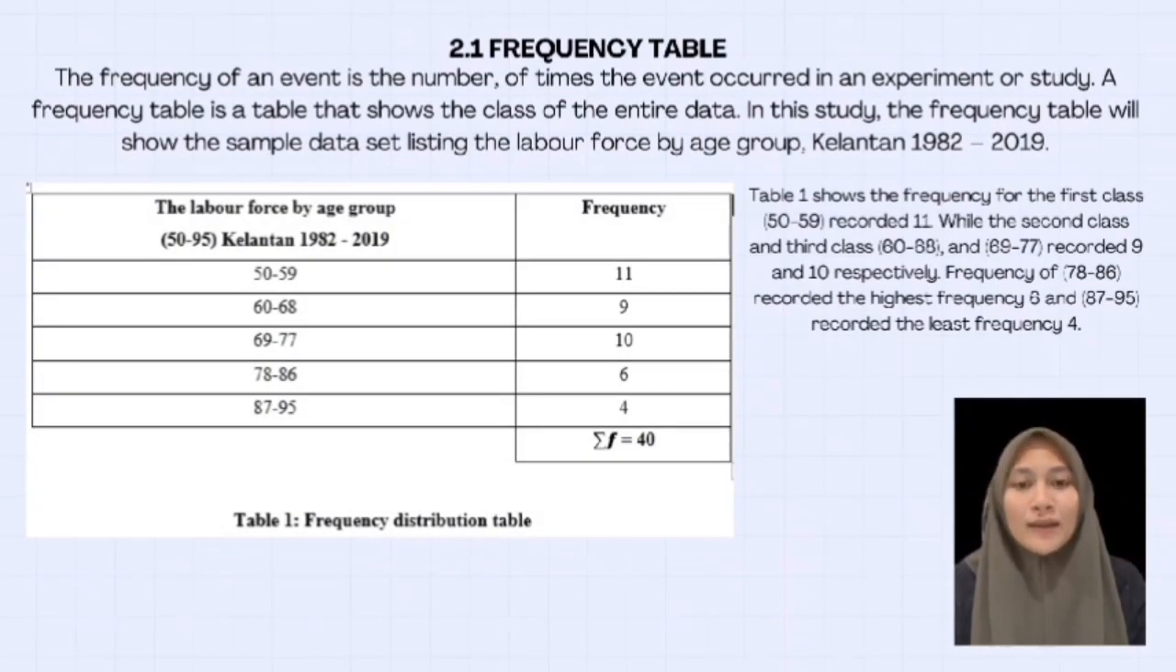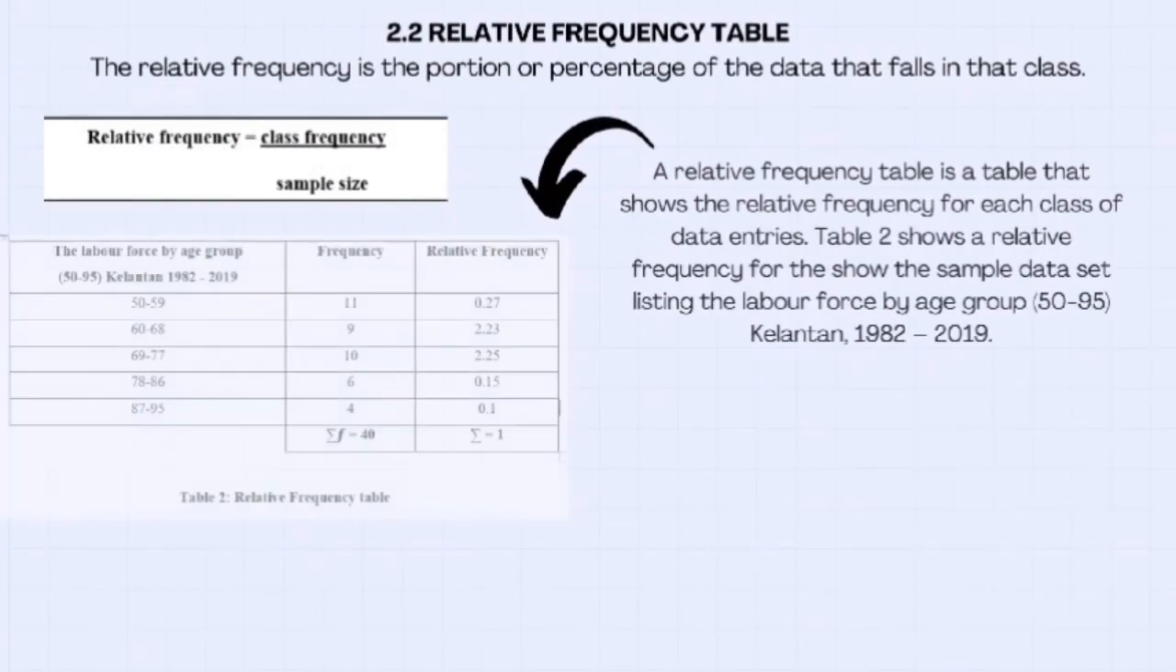2.1 Frequency table. Table 1 shows the frequency for the first class, 50 until 59, records 11 frequency, while the second class and third class, 60 until 68 and 69 until 77, record frequency 9 and 10 respectively. Frequency of 78 until 86 records 6 and 87 until 95 records the least frequency, which is 4.